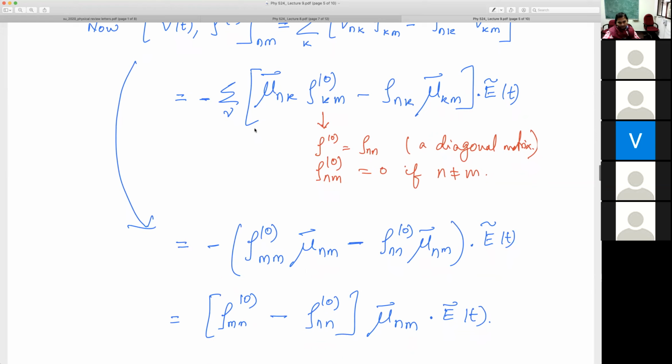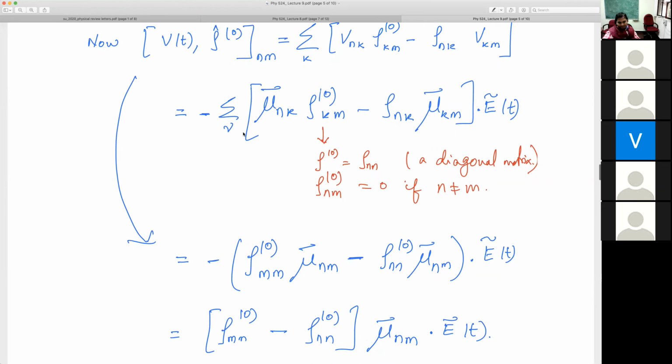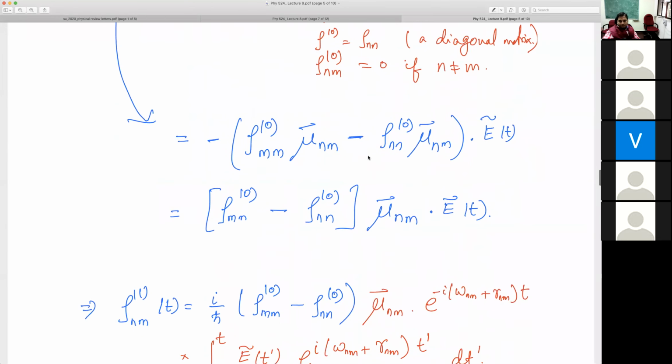So this is a matrix product, sum over k. I start summing over k, and all the terms go to 0 unless k is m. So I'll just get rho_mm^0 mu_nm, with k equal to m. And similarly here, all terms are 0 unless k is n, so rho_nn^0 mu_nm, basically. So I've just rewritten this. mu_nm is common, so I can write this as rho_mm^0 minus rho_nn^0 times mu_nm dot E tilde of t, basically.